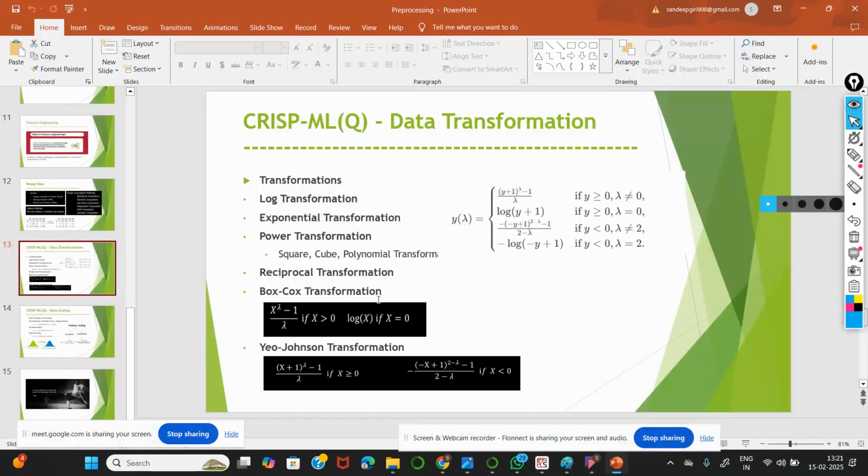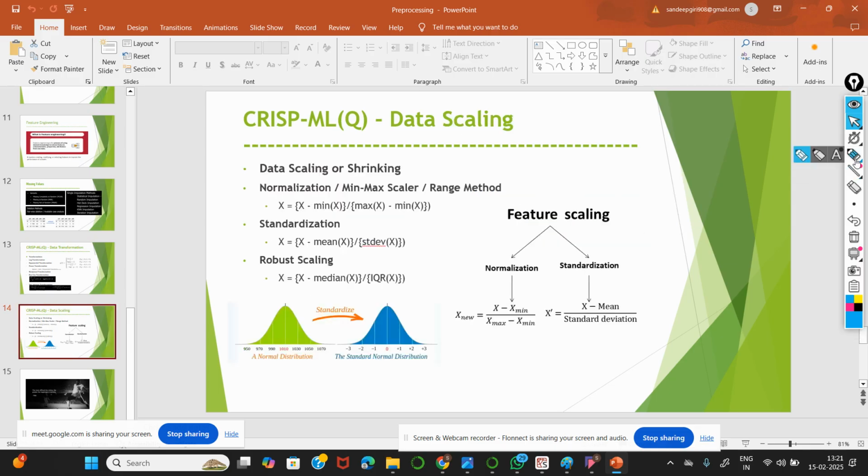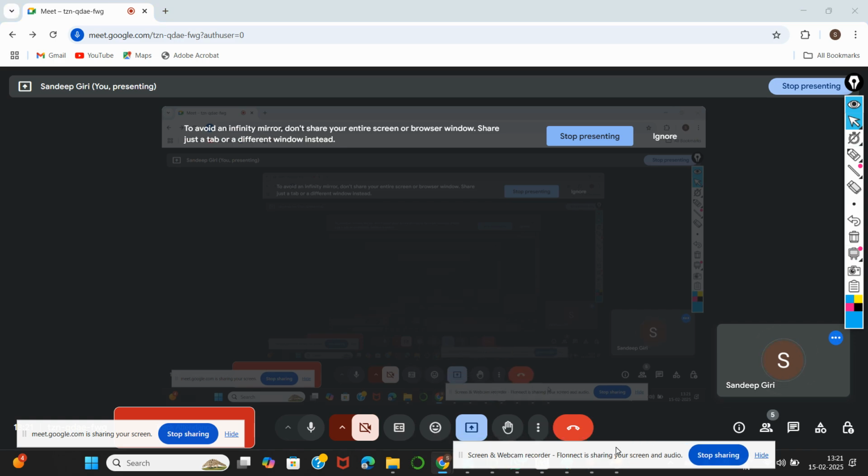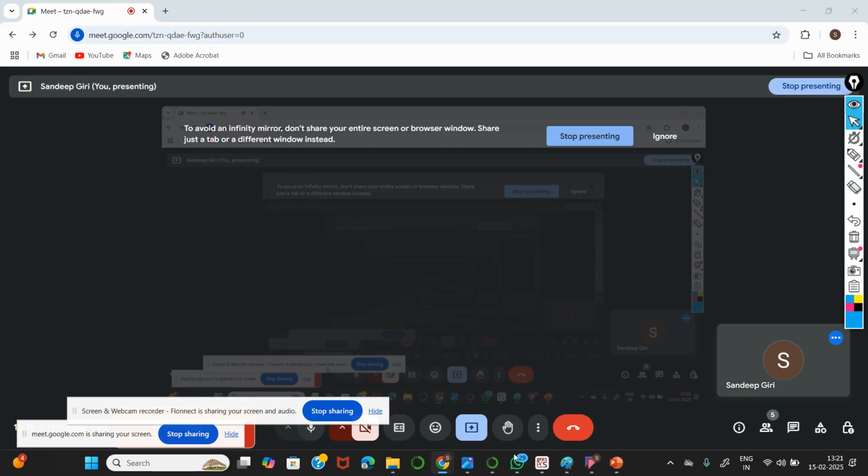That was something that you should be knowing. Data transformation is a powerful technique. Let's go for something called scaling. Did you understand this topic, transformation? Yes, sir. Okay.